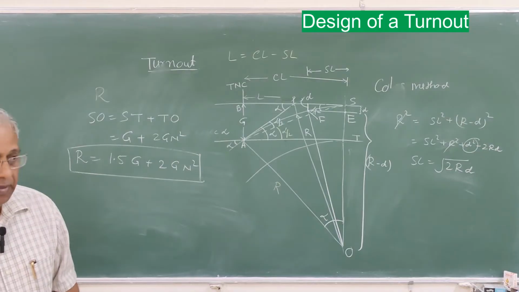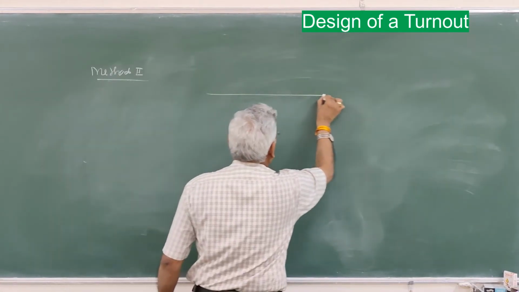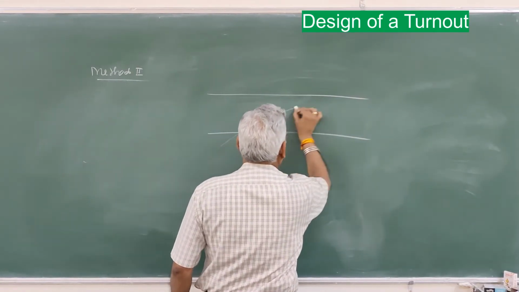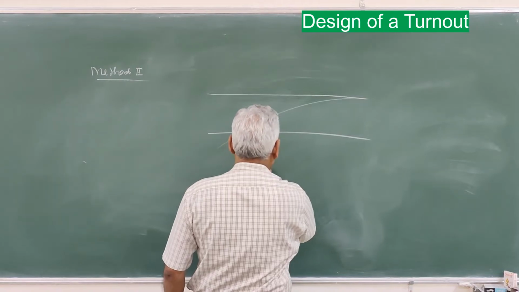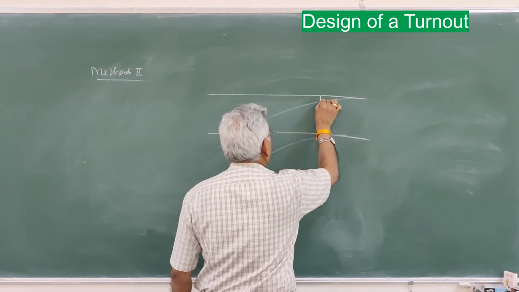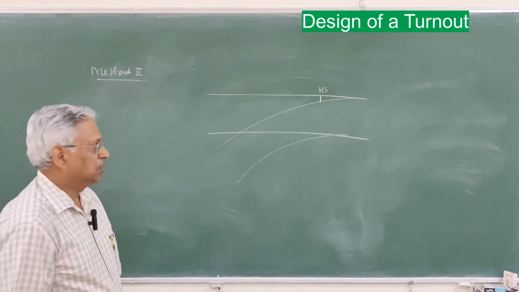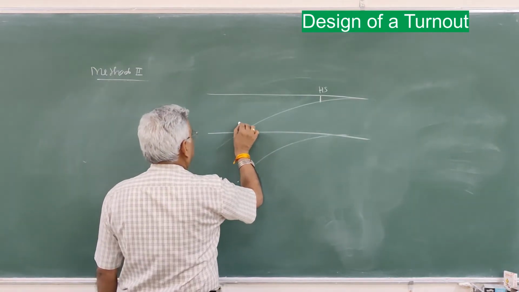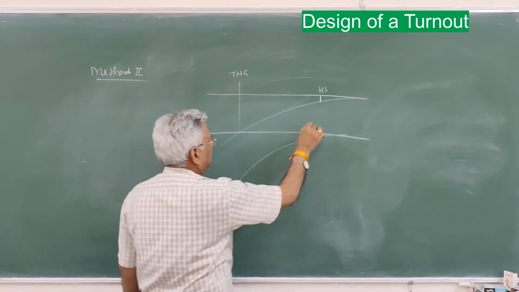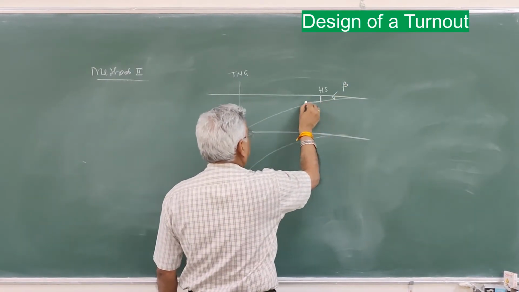An improvement to this method is the second method. In this method, it is assumed that the tongue rail is tangential to the curve, and therefore the curve starts from the heel of the switch. The curve starts from this point and it ends at the theoretical nose of crossing. This is the angle of the switch, beta, and the curve starts from this point.